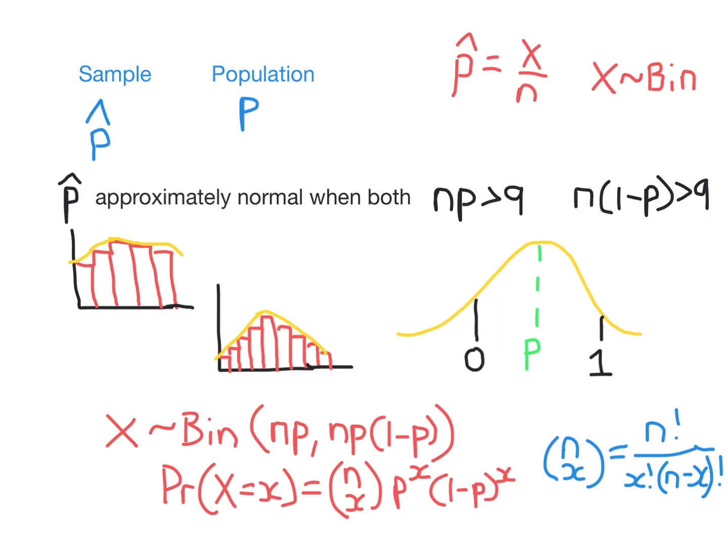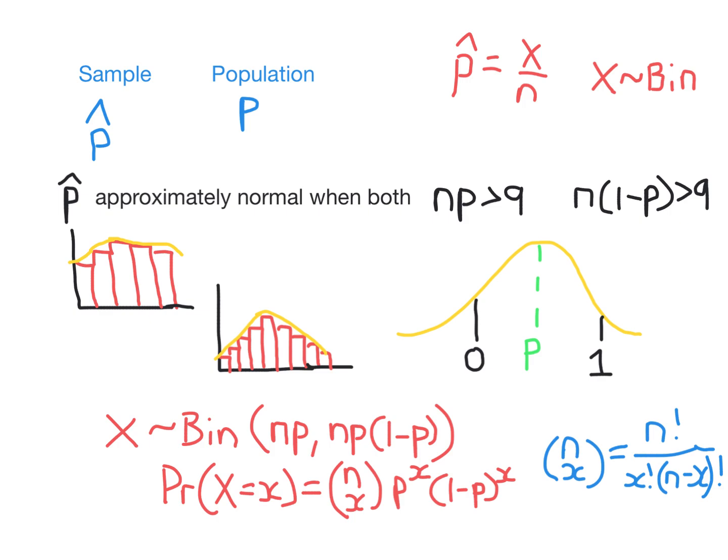So predictably, p hat becomes more and more normal as the number of trials, n, increases. When you have a small number of trials, you might get a probability distribution that looks like this, but as you increase the number of trials, it always starts to look more and more normal. But when we're talking p hat, we have these two additional conditions here.